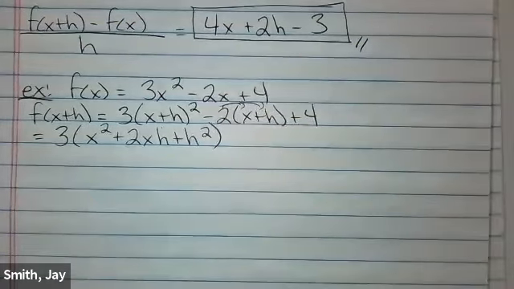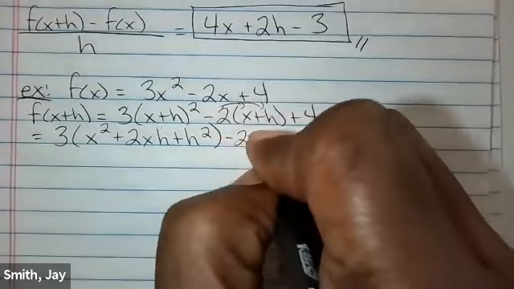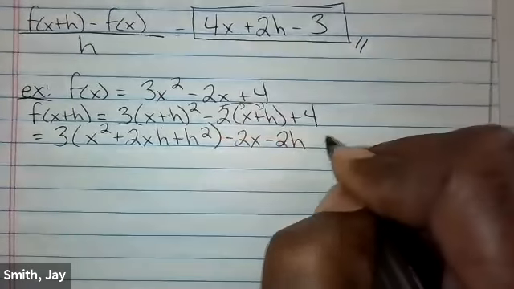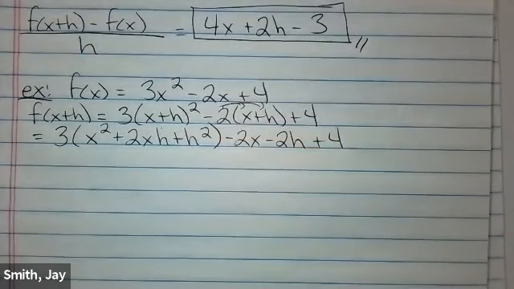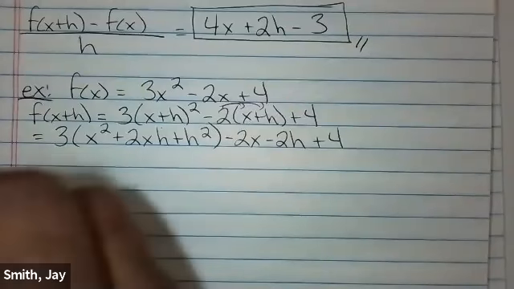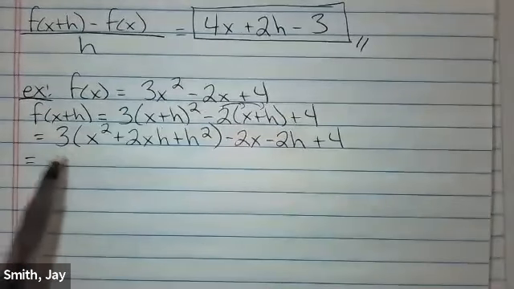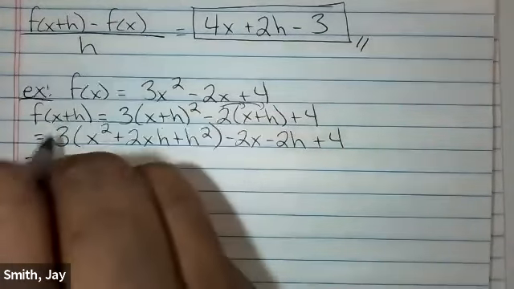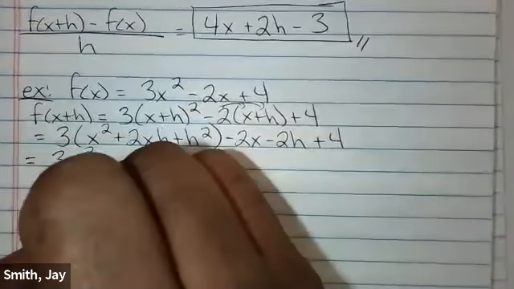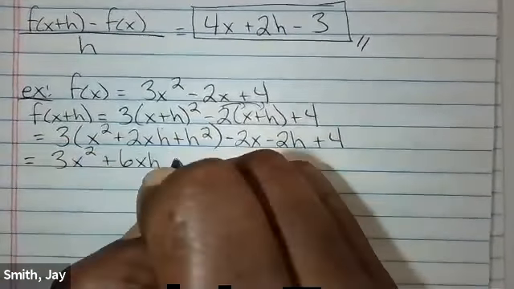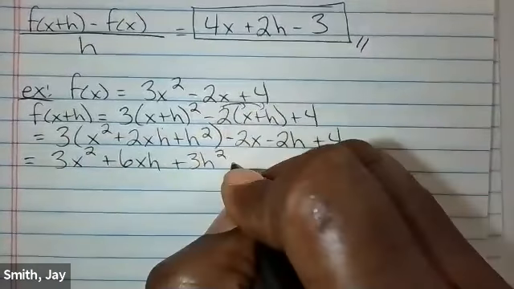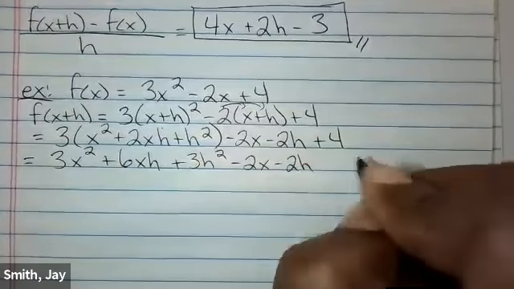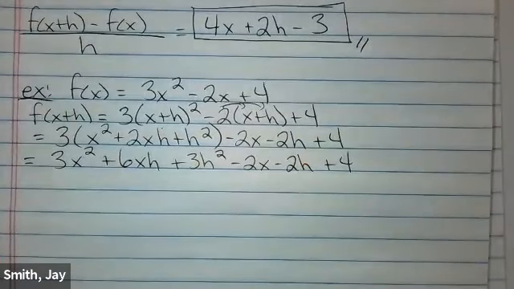We go ahead and distribute that negative 2 in front of our second x plus h. It's going to give me a negative 2x minus 2h. And we can bring down that positive 4 because we haven't done anything to that. Simplifying, we can go ahead and distribute this 3, multiply everything in this trinomial by 3. So f of x plus h ends up being 3x squared plus 6xh plus 3h squared minus 2x minus 2h plus 4.